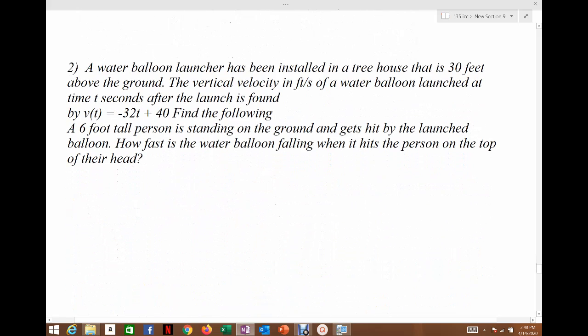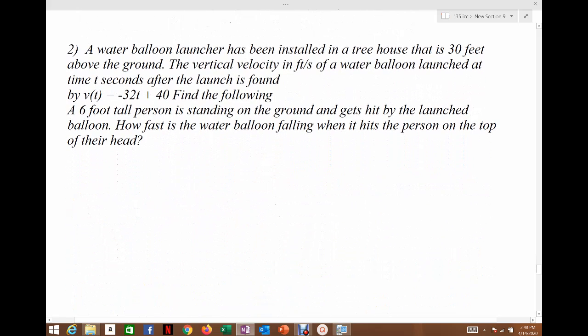Alright, second example. Suppose that we have a water balloon launcher that's been installed at a tree house. So we're in a tree house that's 30 feet above the ground. The vertical velocity in feet per second, that would be the speed of the water balloon t seconds after it's been launched, is given by that equation.